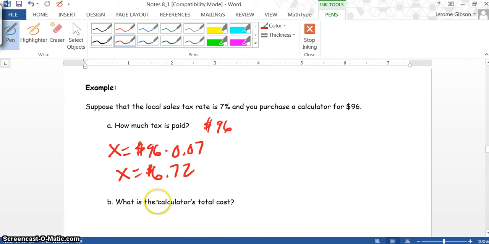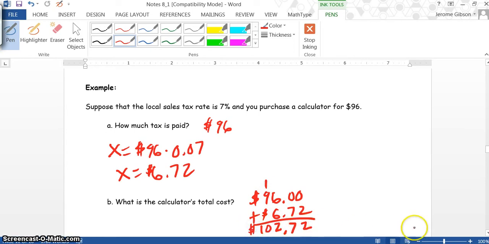It says, what is the calculator's total cost? So we would take our $96 and add $6.72 to that value. So we will add our decimal and 2 zeros. So we add 2 is 7, bring down our decimal. 6 plus 6 is 12, carry our 1. So it'd be $102.72.